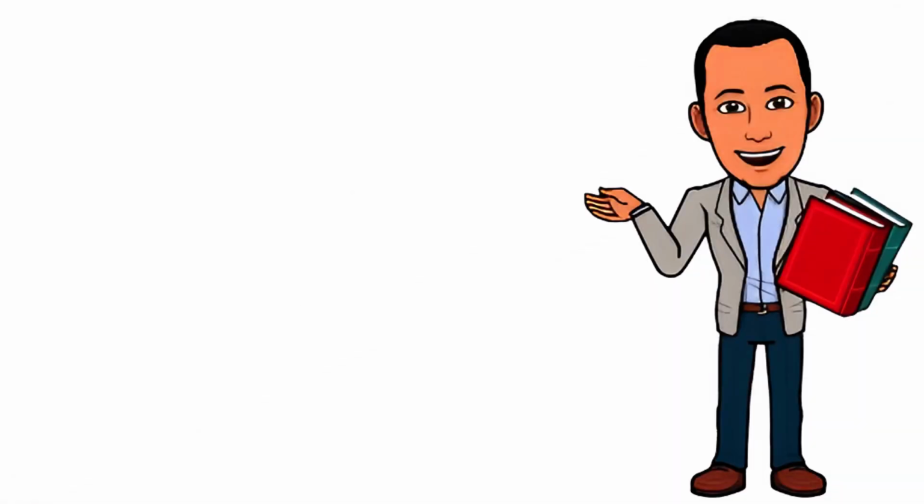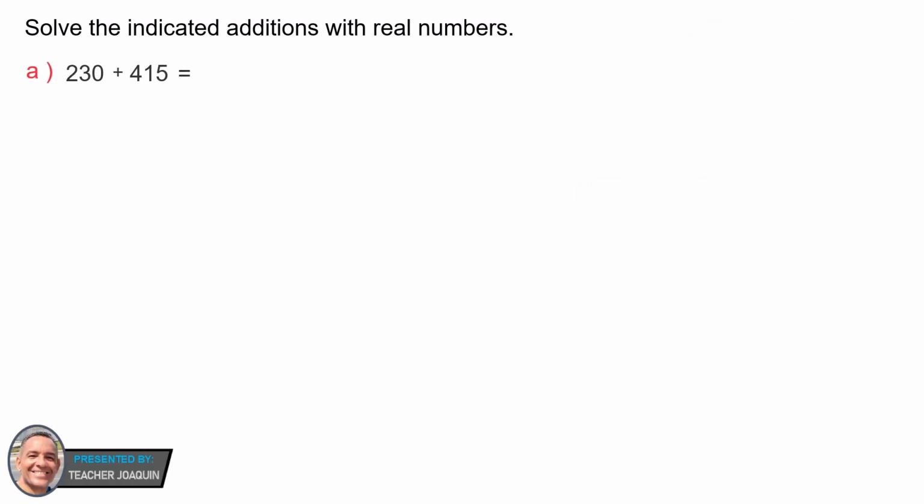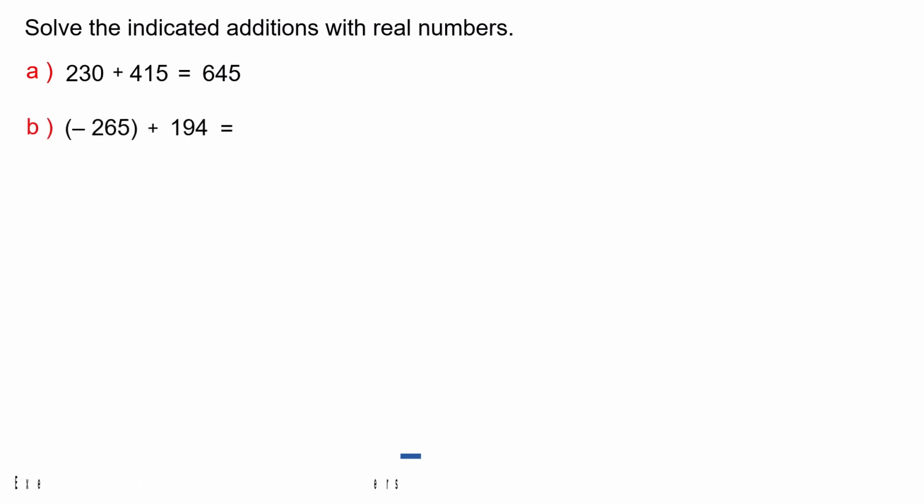To begin with, we will perform an activity: solve the indicated additions with real numbers. Literal A, 230 plus 415. In this first case, we have the sum of natural numbers, so the result is 645. Literal B, negative 265 plus 194.